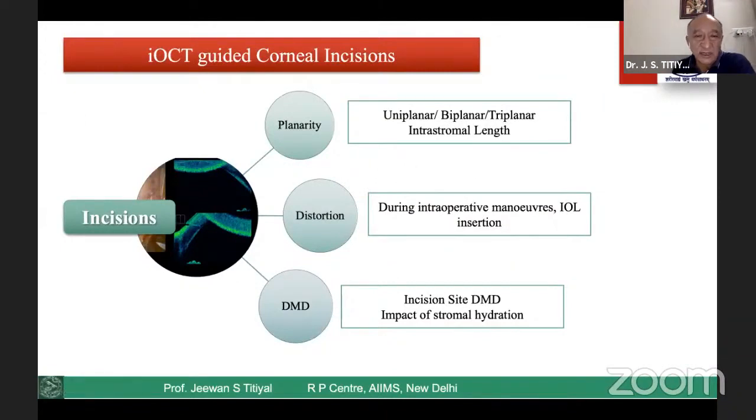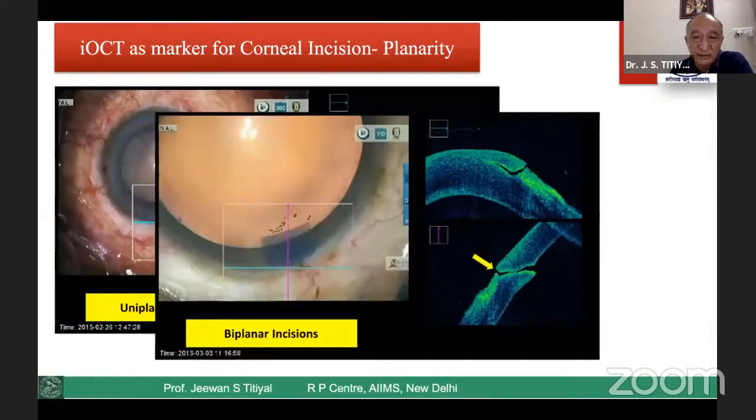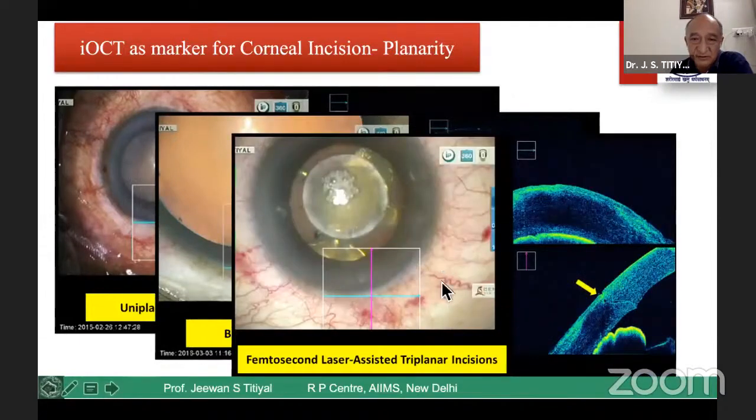The first thing I would like to delineate is incision quality and type, which Arul talked about, making it absolutely square shaped. Another important consideration is the planarity of your incision: uniplanar, biplanar, triplanar, which we talk about. Most importantly, the distortion which can happen to the incision during your surgical procedure, can it be checked? That is also important, and the damage which can occur to your incision can also be seen. Here, this is the uniplanar incision, you can see it very clearly. This is a triplanar incision with a manual blade. This is a femtosecond giving a very nice triplanar incision.